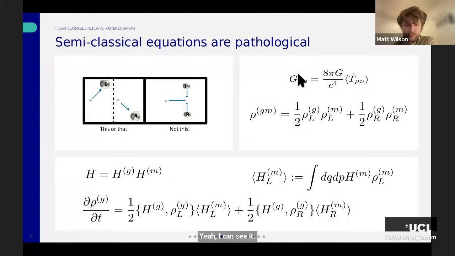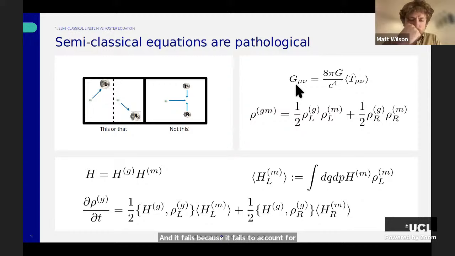So the semi-classical Einstein equation, we take the expectation value of the stress energy tensor. And so now we have a number on the right-hand side equal to a number on the left-hand side in Einstein's equation. One way of seeing why this fails is that it fails even classically, because it fails to account for correlations between the matter field and the gravitational field.